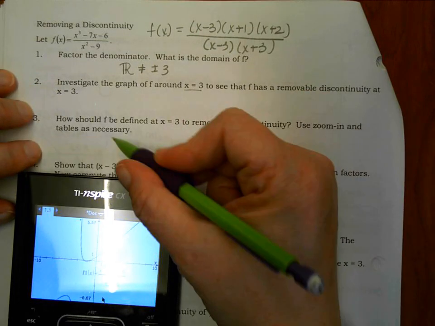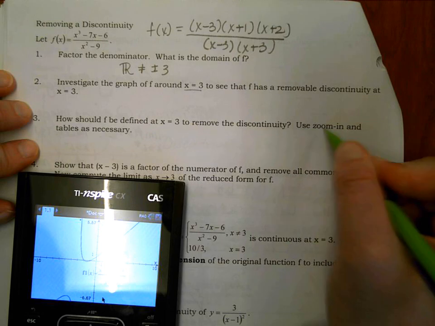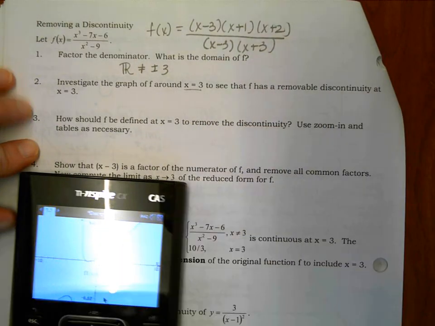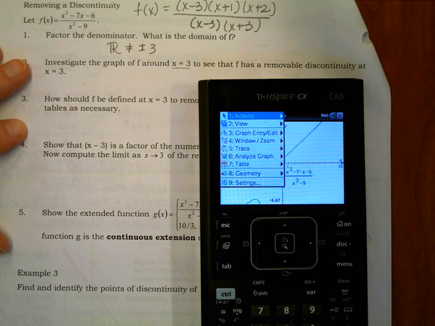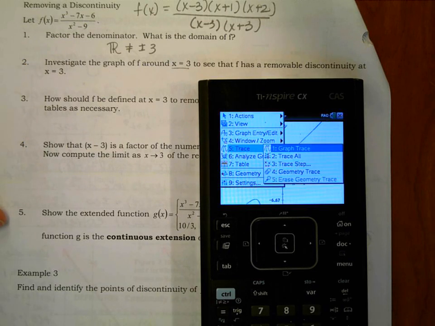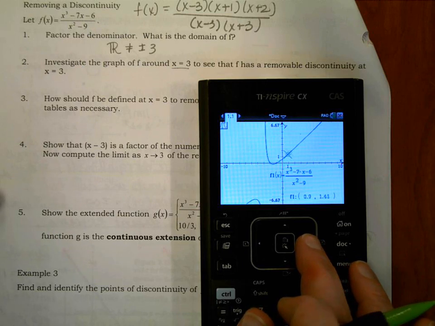And then it says, how should f be defined at x equals 3 to remove the discontinuity? You can zoom in on the tables as necessary. Okay, well, what I'm going to do instead of that actually is I'm going to use that graph trace trick. So I'm going to go to menu, and then 5 for trace, and 1 for graph trace. And I'm going to see what happens as I get really, really close to 3.